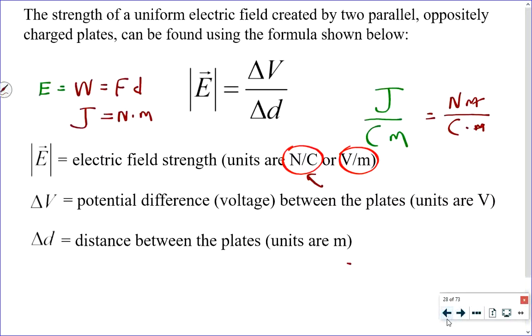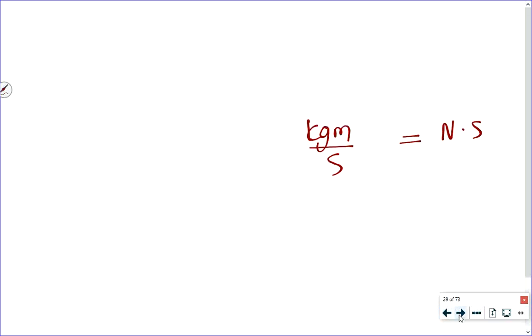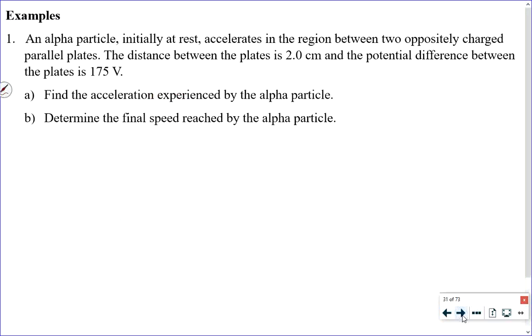All right, so in this formula, delta V is obviously voltage, delta d is the distance between the plates, and E is electric field strength. So let's do a couple of problems. An alpha particle which is initially at rest accelerates between two oppositely charged parallel plates. The distance between the plates is 2 centimeters, and the voltage is 175 volts. Find the acceleration experienced by the alpha particle, and I want to confine us to physics 30 ideas here, not kinematics. And also find the final speed reached by the alpha particle.